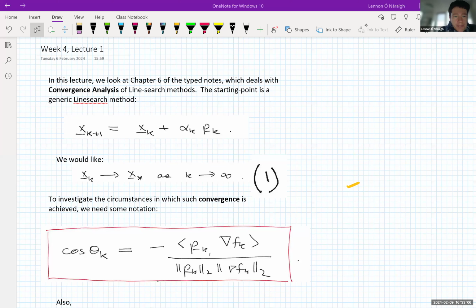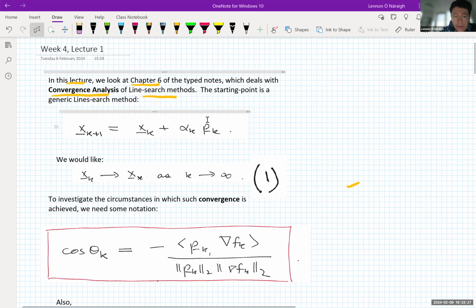Hello, Archer. So, in this particular lecture, we're going to look at chapter 6 of the type notes corresponding to this series. And chapter 6 is about convergence analysis for line search methods. So, the aim here is to prove, obviously, some convergence results. So, to investigate the conditions under which the line search method converges.